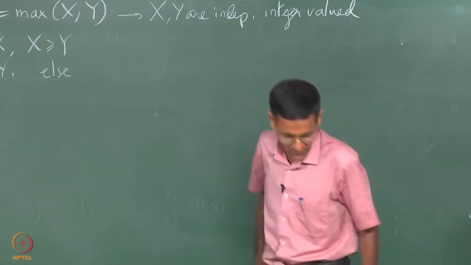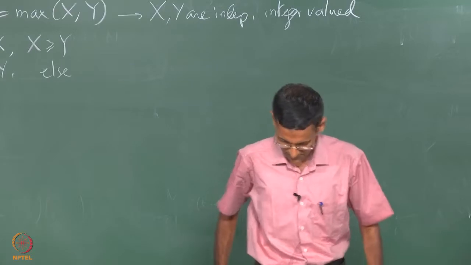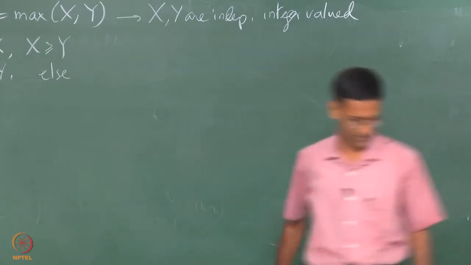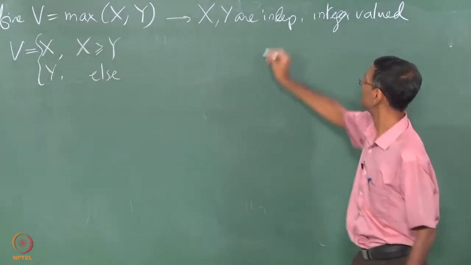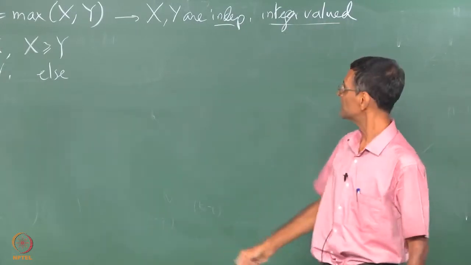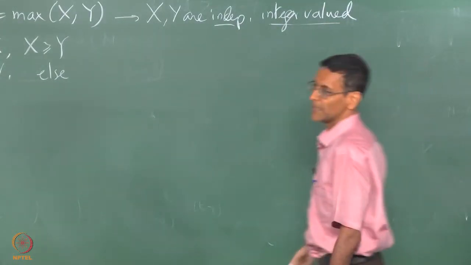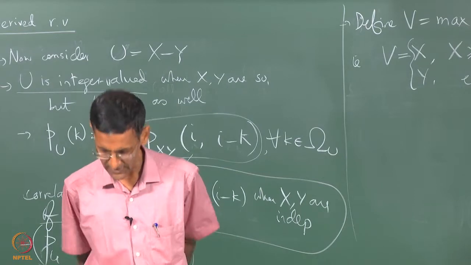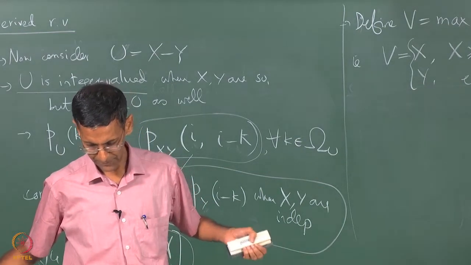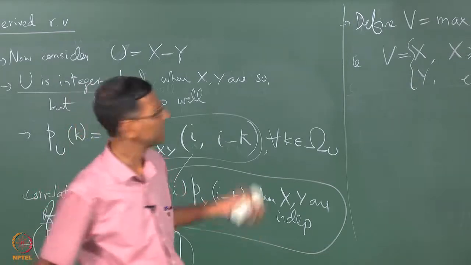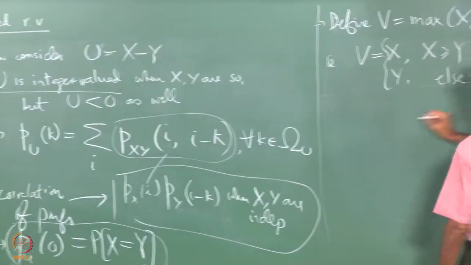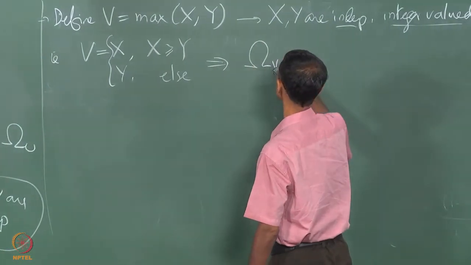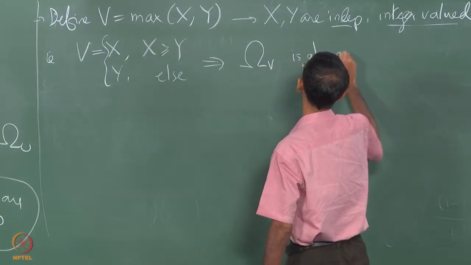We are also assuming that they are independent and integer valued. So if they are integer valued, then v also has to be integer valued. Any integer value, doesn't matter. So omega v is also a set of integers.